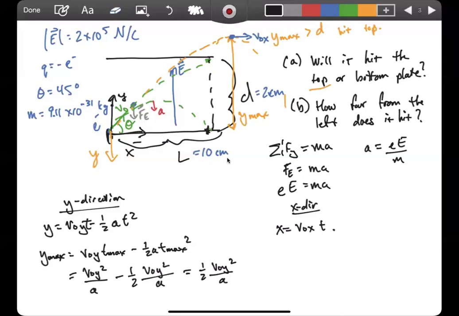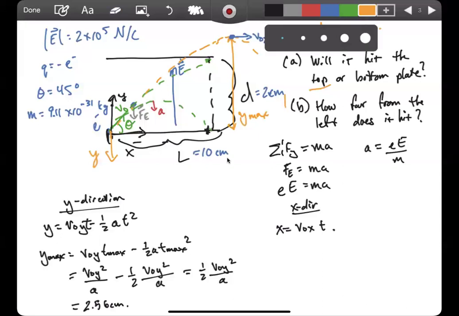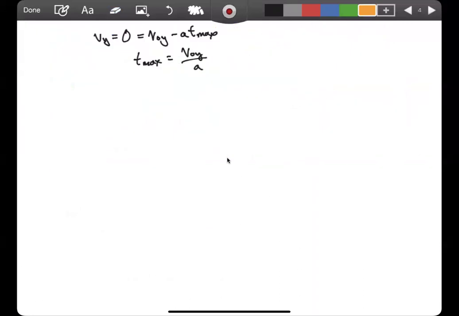So in this case, if I plug in my numbers, what I find is that my maximum height turns out to be 2.56 centimeters. Now, again, if I compare that to my distance of 2 centimeters, we can see that 2.56 centimeters is greater than the 2 centimeters, which means that we have this scenario, which means it has to hit the top. So good. So now we can move on to the next part of the problem.